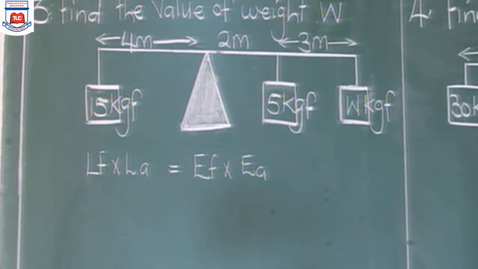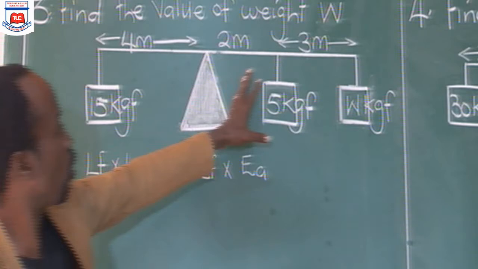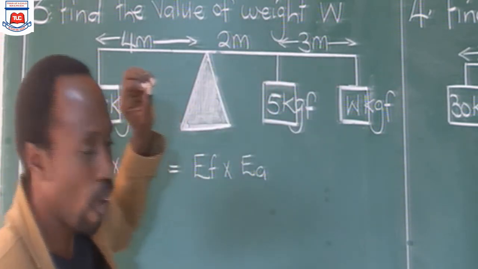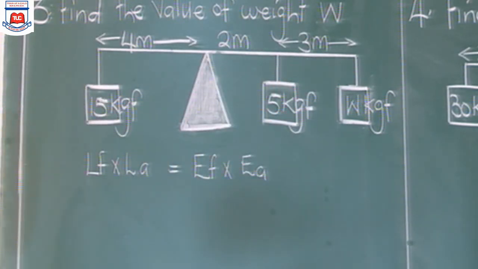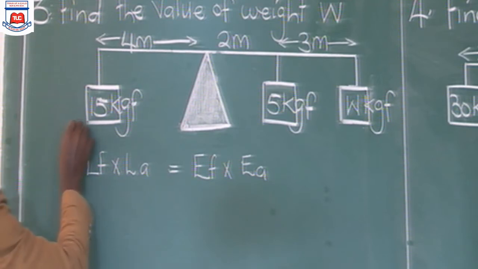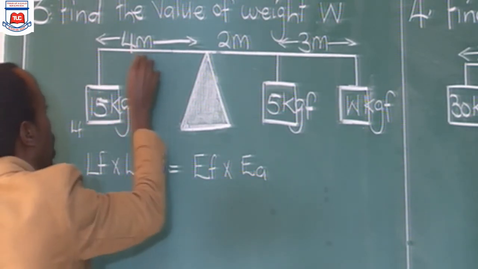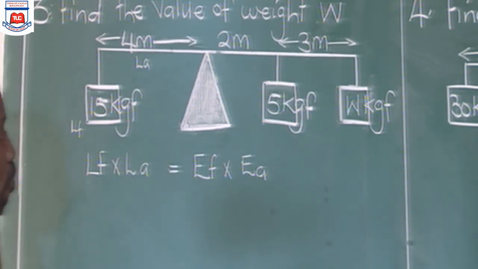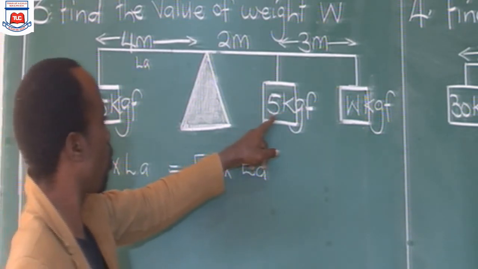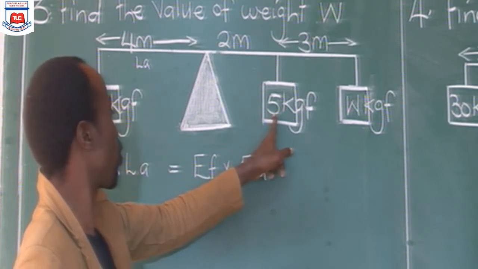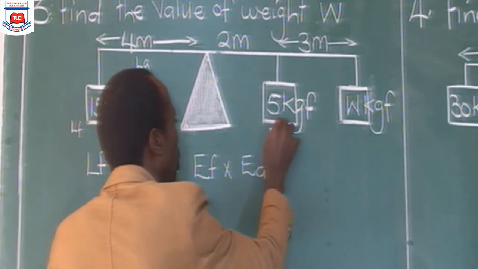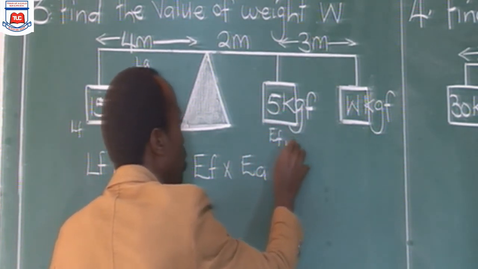Now, let's first of all see what is given. What are we given in our example? We have here load force. 4 meters is the load arm. Are we together? We have 5 kilogram force. That is the effort force 1. We have 2 of them this side.